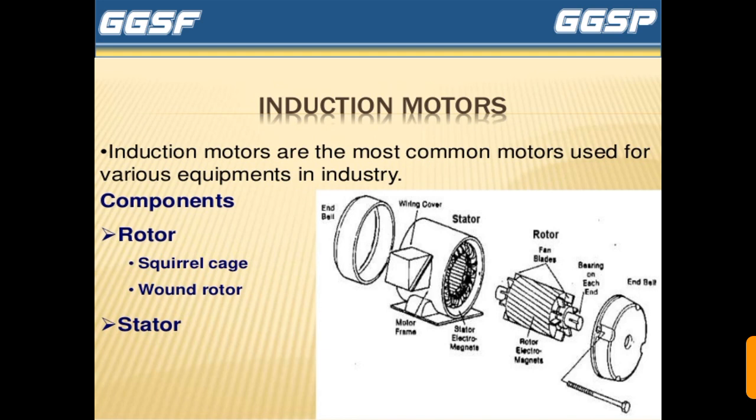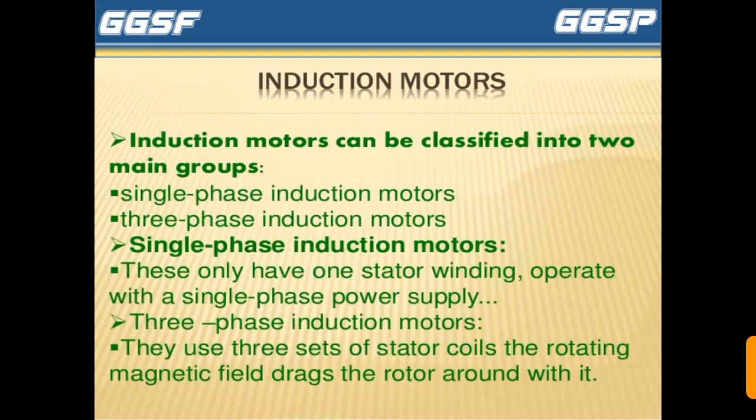Now the second part is induction motors. Induction motors are the most common motors used for various equipment in industries. The components of an induction motor are the rotor and stator. In the rotor there is the squirrel cage and wound rotor. Induction motors can be classified into two main groups: single phase induction motor and three phase induction motor. Single phase induction motors have only one stator winding and operate with a single phase power supply, and three phase induction motors use three sets of stator coils. The rotating magnetic field drags the rotor around with it.